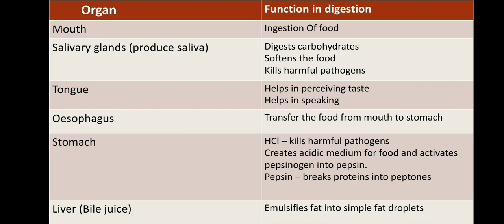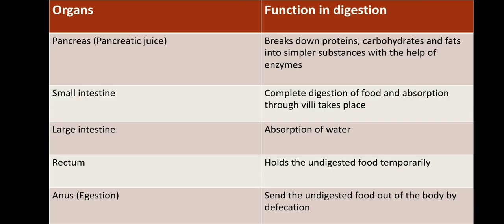proteins into peptones. Next organ is the liver. Liver produces bile juice which helps in the emulsification of large fat globules into simpler fat droplets. Pancreas produces the pancreatic juice. Pancreatic juice consists of a lot of enzymes. These enzymes are going to play a very important role in complete digestion of all the nutrients.